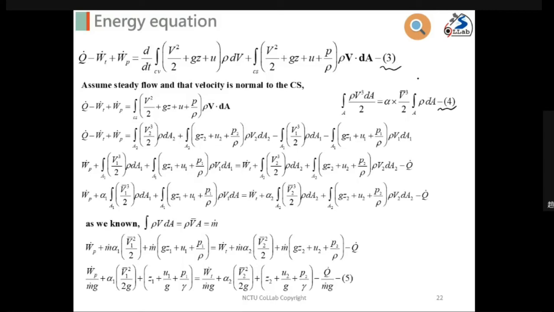Okay, so we go back to see right now. We have equation 3 and we have equation 4. So we combine equation 3 and equation 4 together. As you see, before we put equation 4 inside equation 3, we just expand the terms along the integration of the control surface. And based on these problems, we assume this is a steady state flow.